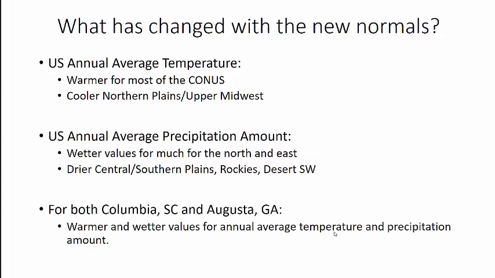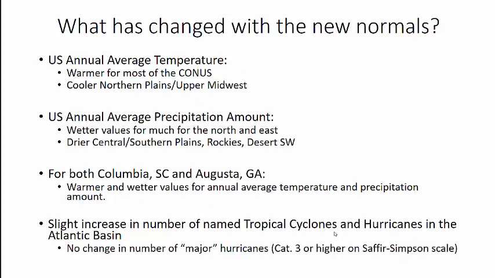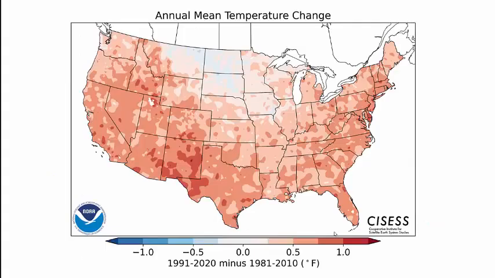For both Columbia and Augusta, we trended warmer and wetter for annual average temperature and precipitation amounts, and we saw a slight increase in the number of named tropical cyclones and hurricanes in the Atlantic Basin.